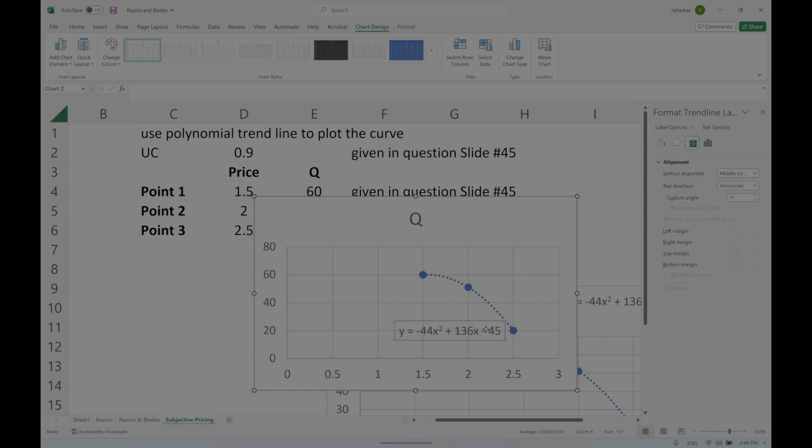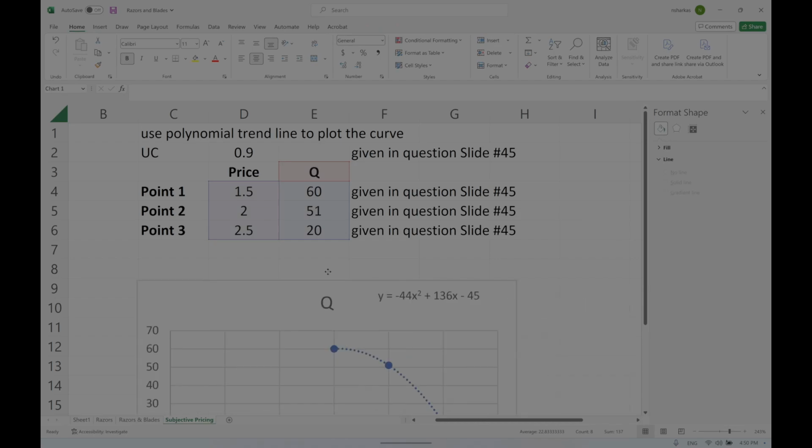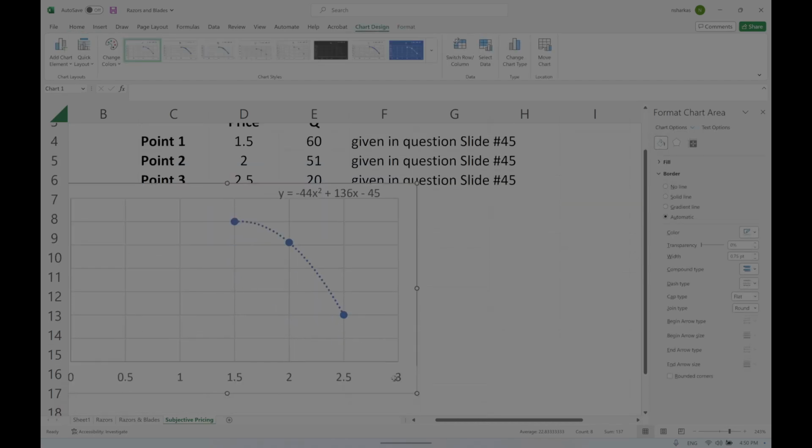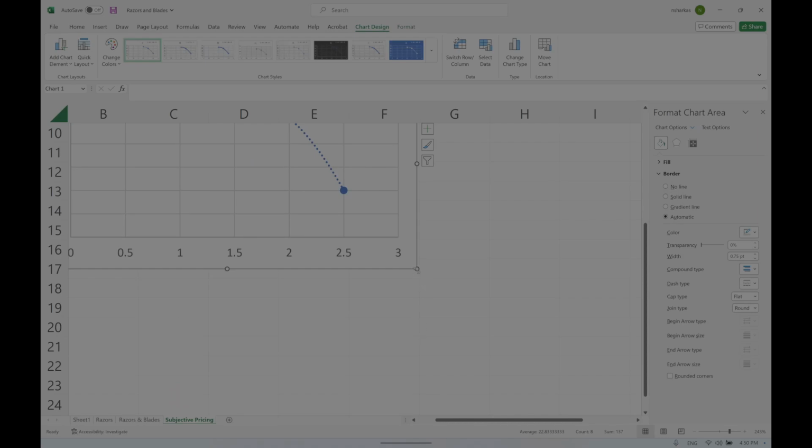This is the demand function, because in every optimization problem so far, we always used demand as a function. So now this is our demand function. It is minus 44 times price squared plus 136 times price minus 45. Here I already plotted that, so here is our demand curve.